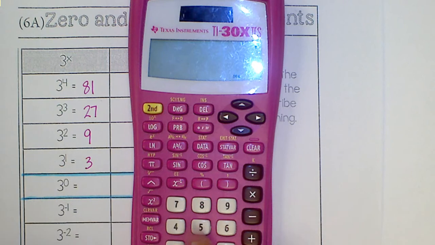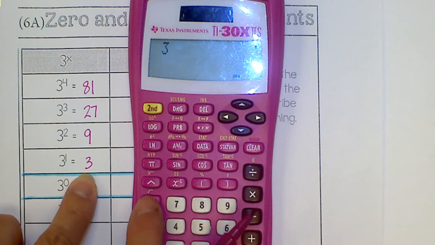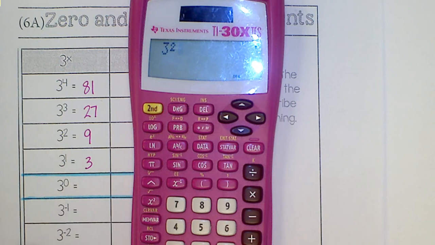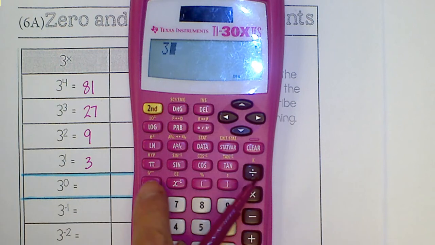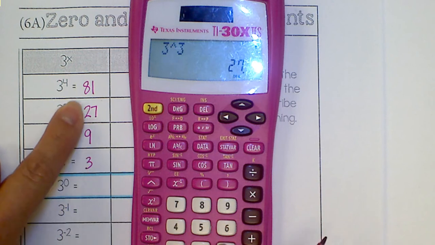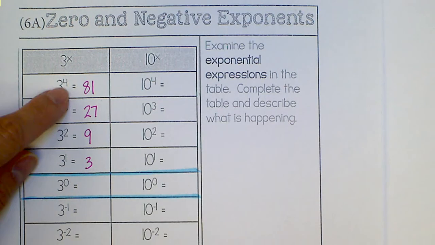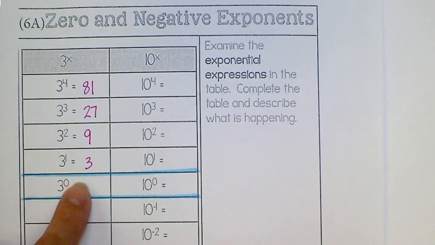So 3 to the first, that's how we would type that, is 3. You can just use the squared button for 3 squared, so we know that's 9. 3 raised to the third power, that's how we would type that one in, and then 3 to the fourth, and so on. So I just wanted to make sure you know how to do that on your calculator as well.